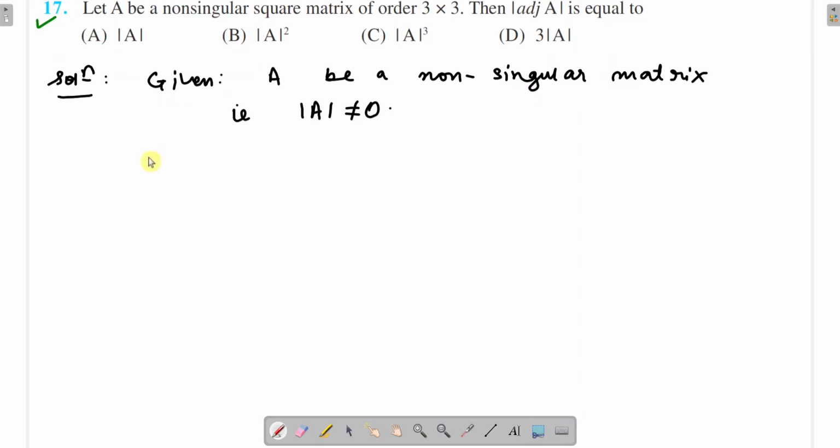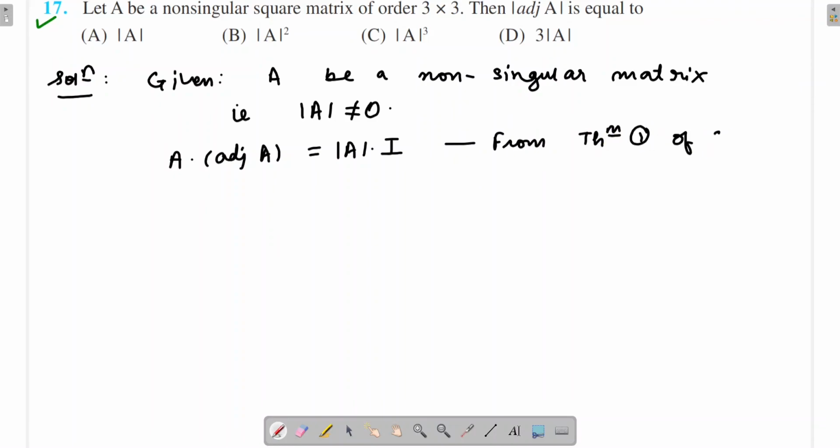For finding the determinant of adjoint of A, you have to know one formula here, and that is A times adjoint of A is equal to determinant of A times I. This is from theorem 1 of chapter 4, that is this chapter, determinants, from theorem 1.